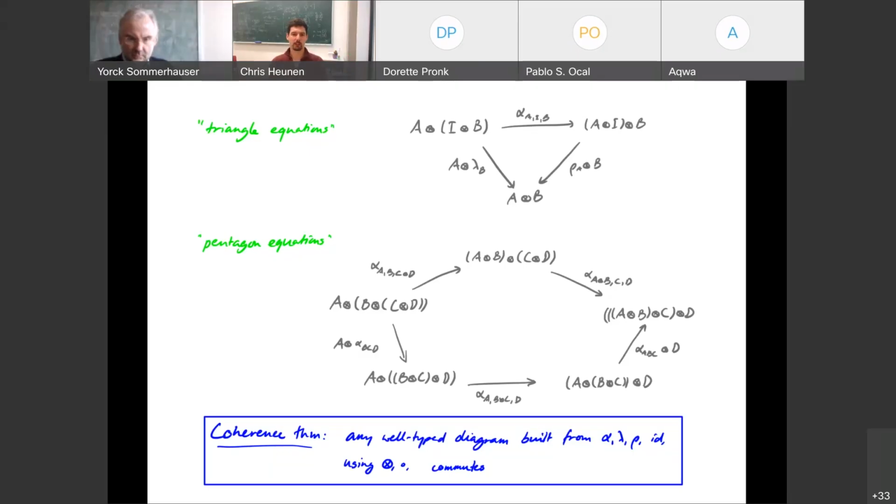And this is, in a sense, enough, these requirements, because Mac Lane's coherence theorem says, in a very rough form, that whenever I have a diagram built using composition and tensor products from these coherence isomorphisms, associator, left uniter, right uniter, and identities, any such diagram will commute if it's well typed. And I'm not going to go into what well typed means. So as soon as these triangle and pentagon equations hold, all equations you could possibly imagine hold. Right, so that's what it means to be a monoidal category.